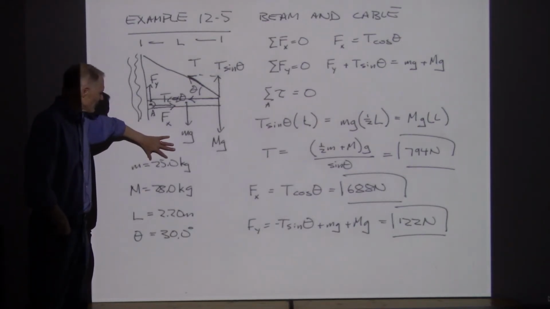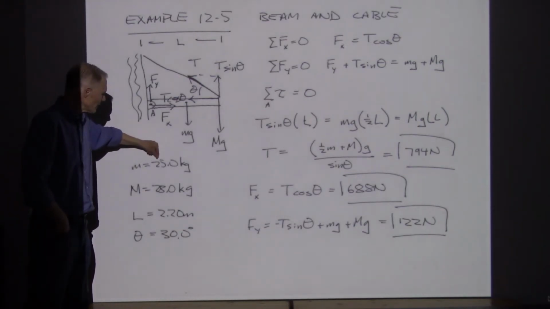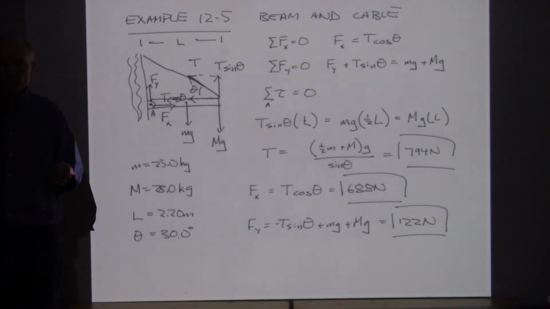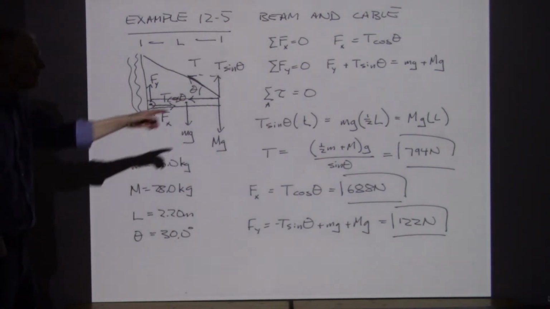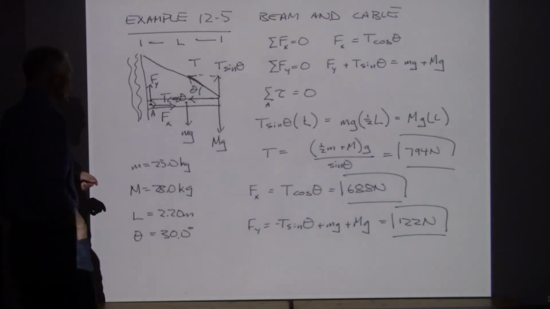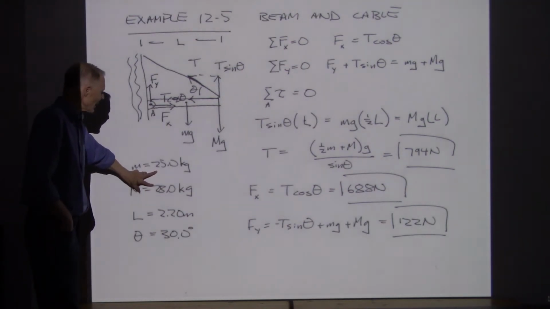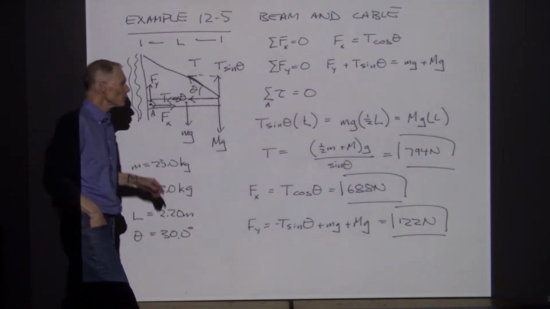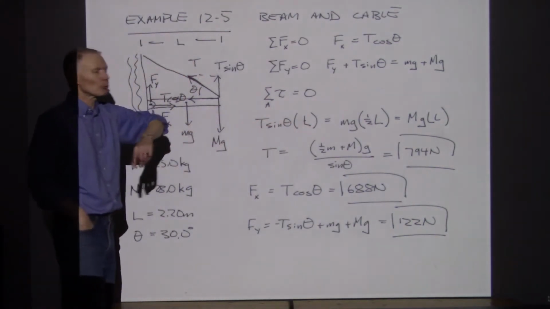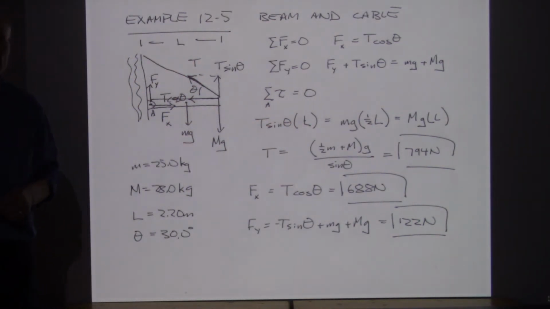Well, that's 25 kilograms. If M is 25 kilograms, then mg is about 250. That's much more than 250. And then this is 28 kilograms, so that's about 280 newtons. So I've got 500 and something newtons here, but we're using 800 newtons of tension in the cable to support the masses that we have here. So the tension's much higher than either of the gravitational forces.